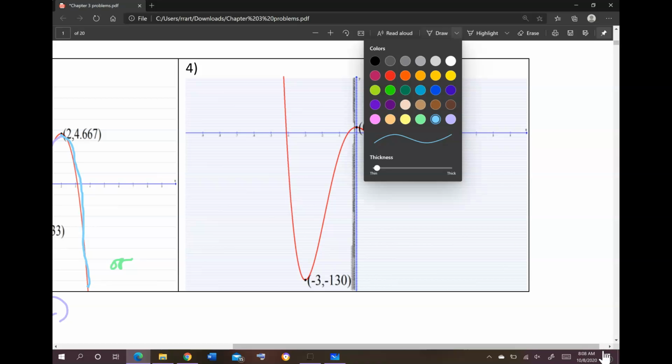Let's do this one. All right. So, why is it always so difficult for me to choose colors?